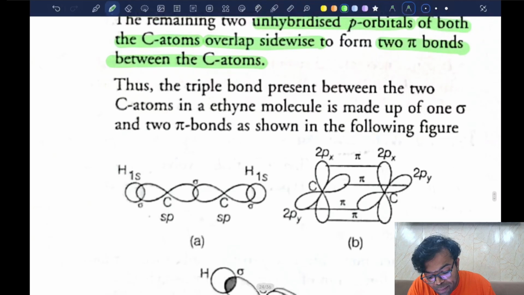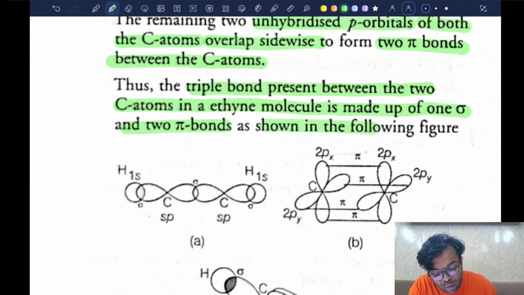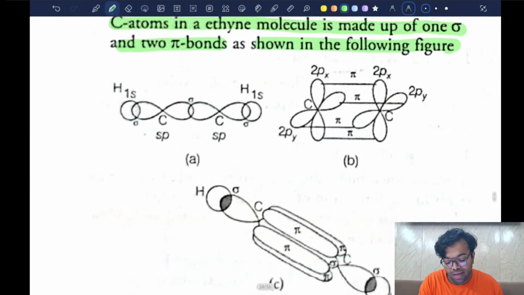Thus, the triple bond present between the two carbon atoms in the ethane molecule is made up of one sigma bond and two pi bonds, as shown in the following figure. This is how there are multiple structures that can be used to represent the CH bond.